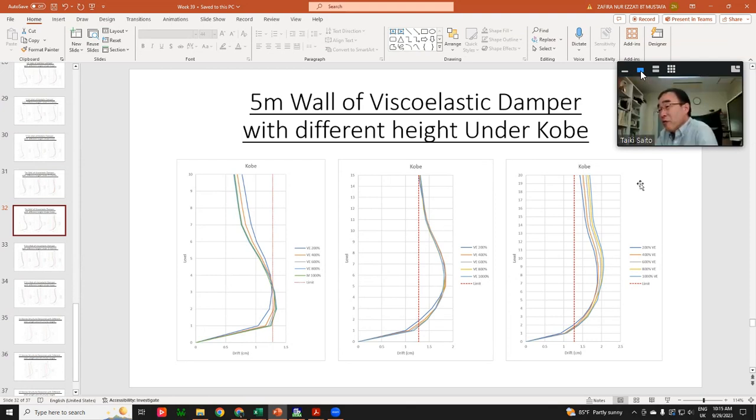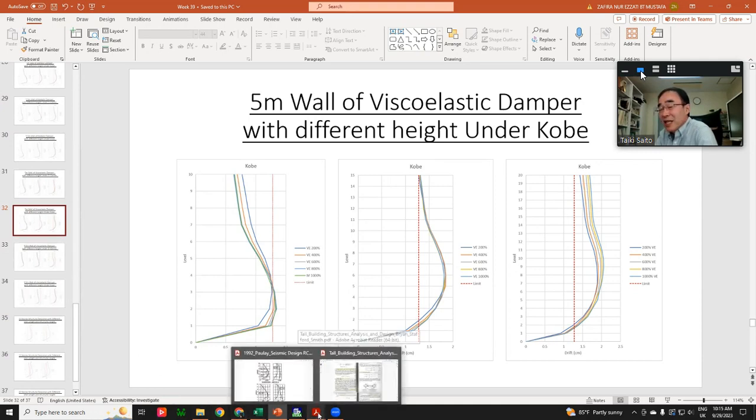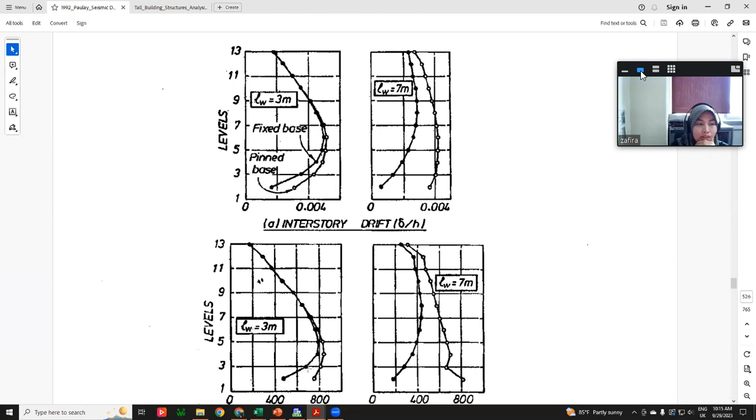But there is no theory behind it. You just analyze and show the result, that's all. Yes, for example, this one is from this book on RC design. It also shows that if the length of the wall is different, the story drift is also different. Of course it's different, but we must explain the reason theoretically.